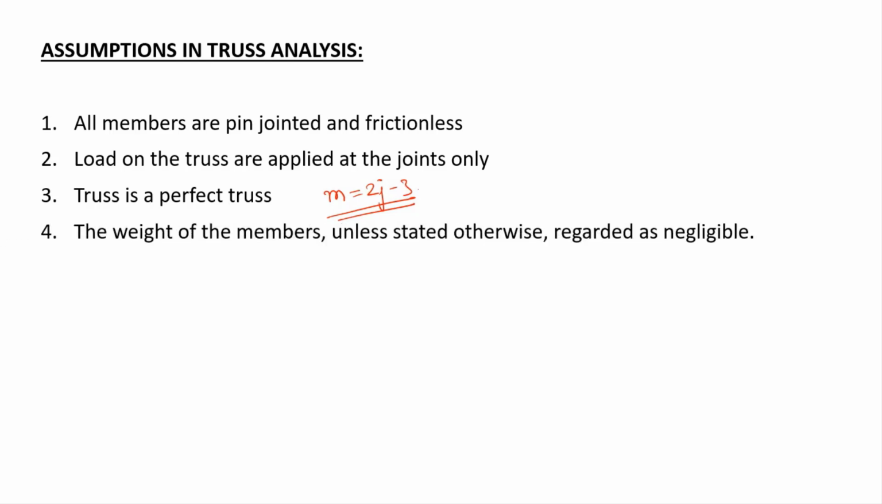The last one is the weight of the members, unless stated otherwise, regarded as negligible for solving the numericals. If the weight of the members is given in the numerical, then we have to consider that weight. If the weight of the members is not given in the numericals, then we have to consider that there is no weight in the members, or we can say that we have to neglect the weight of the members and only take into account the forces, the loads acting on that truss.